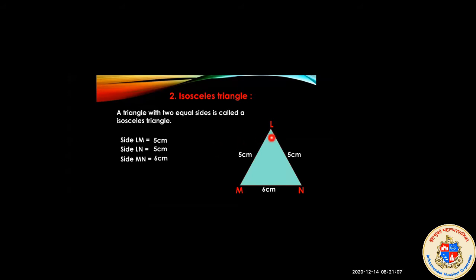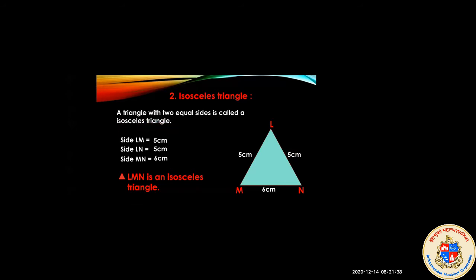So the two sides, LM and LN, have equal measurement, and MN is 6 centimeter. So this triangle is an isosceles triangle. So triangle LMN is an isosceles triangle. Remember this: when two sides of a triangle have the same measurement, it is an isosceles triangle.